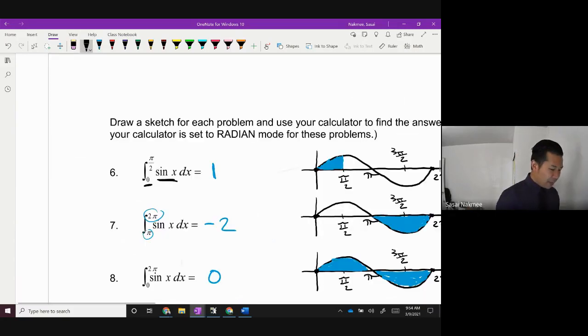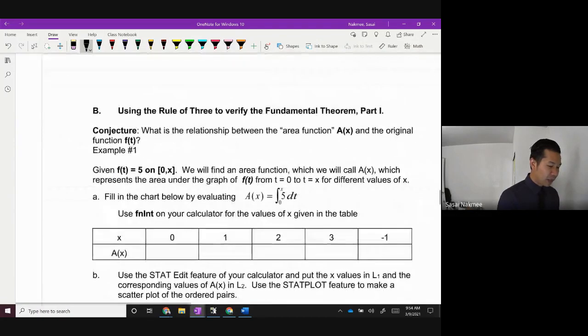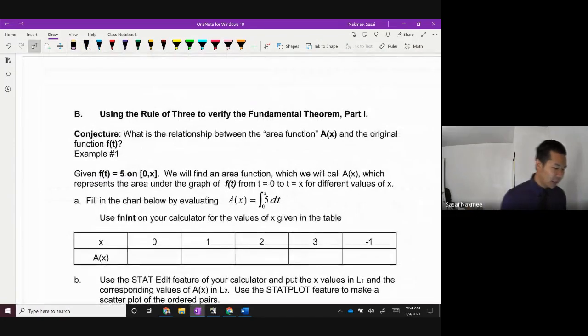So I'm going to name that a of x. We're going to call that the function that calculates the area of a given function. So a of x is a function that calculates the area between two points of any function. And for this function today, we're going to say that f of t is going to be equal to 5, right?